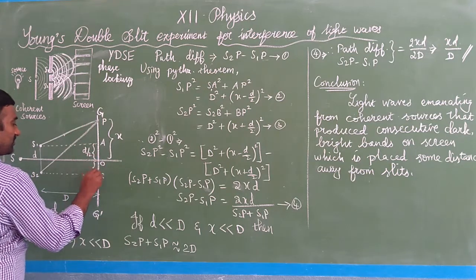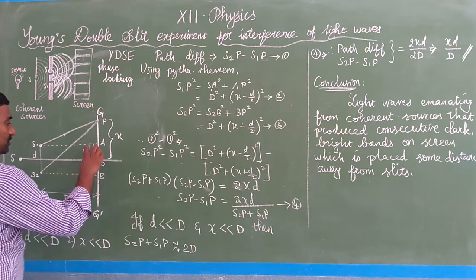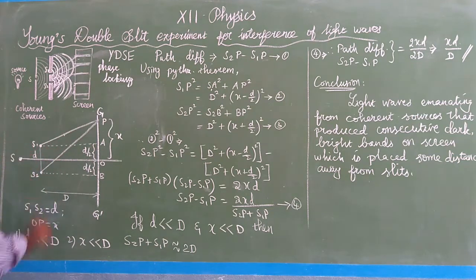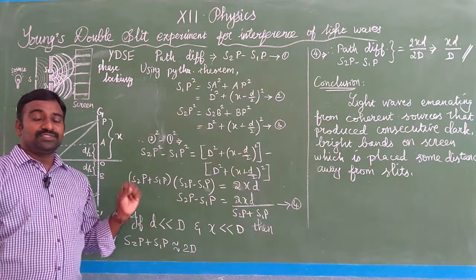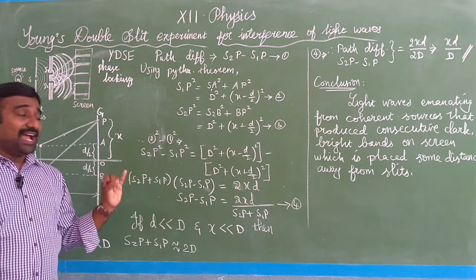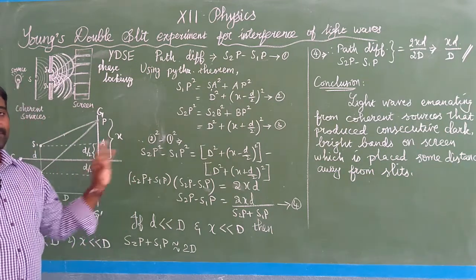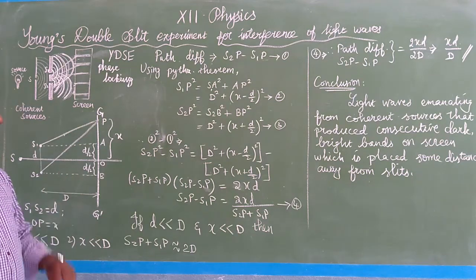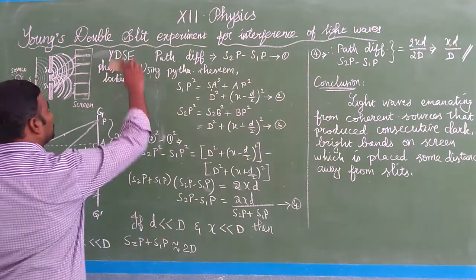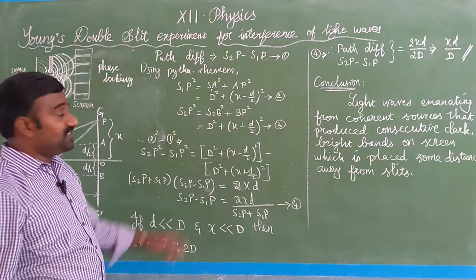So what will this distance be? Equidistant only, no? d by 2. So d by 2 plus d by 2 is equal to d. Don't forget. Now our aim is to find the path difference and then to find the fringe width. First we are going to find the path difference. What is the path difference?